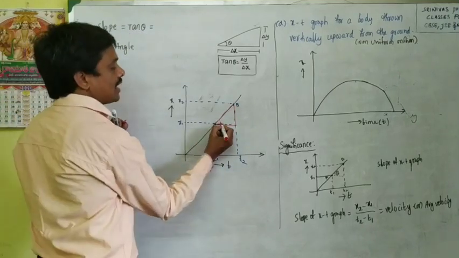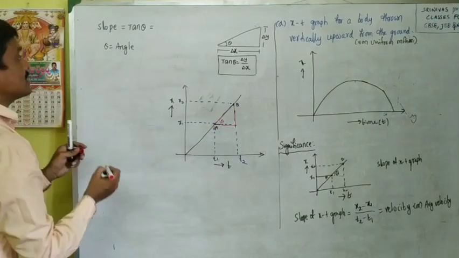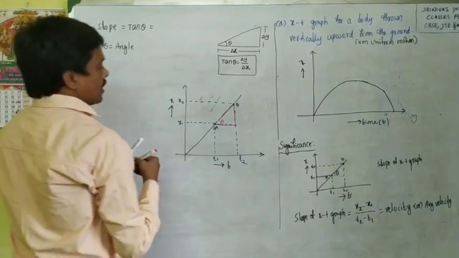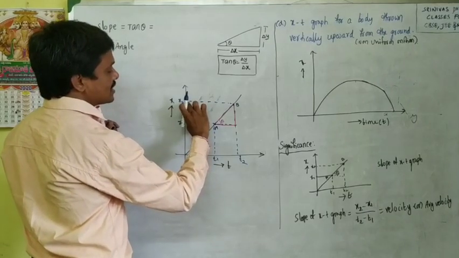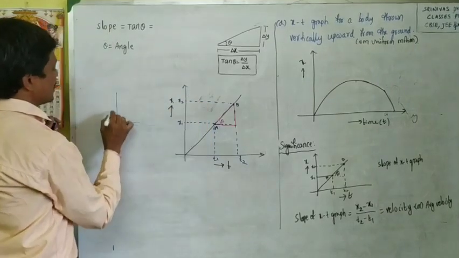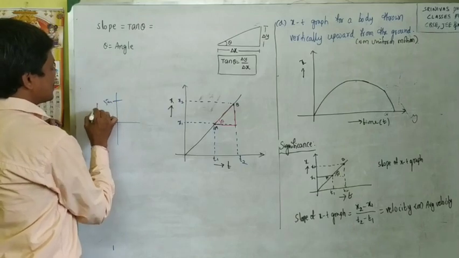Okay, and this angle we can take as theta. How do we find theta? How will you get this distance? For example, this is 2 meters and this is 5 meters. This distance is 3 meters, right?